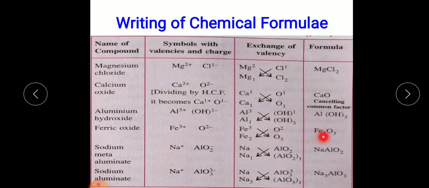So it becomes Fe2O3. Sodium meta-aluminate: sodium is written as Na plus, meta-aluminate as AlO2 minus. So when you exchange its valency, since both of them have the valency 1, it will be simply NaAlO2. Sodium aluminate: Na plus, AlO3 3 minus. So here the valency of aluminate is 3 minus, so it will come for sodium and it becomes Na3AlO3. So this is how we can represent the chemical formula.